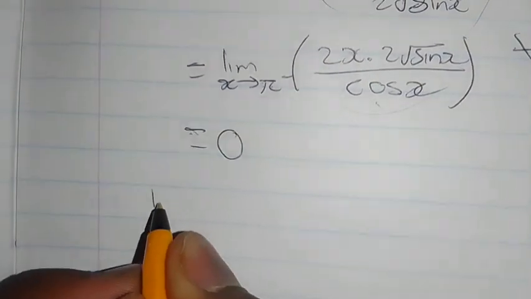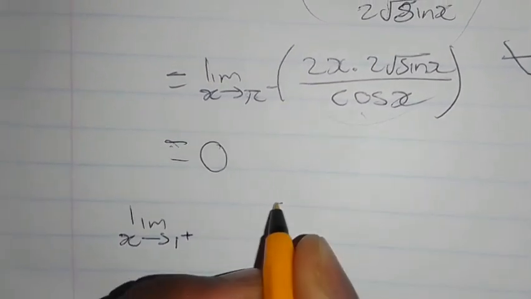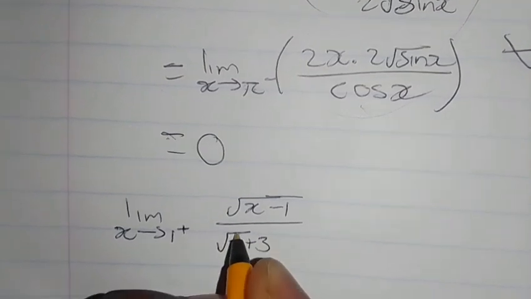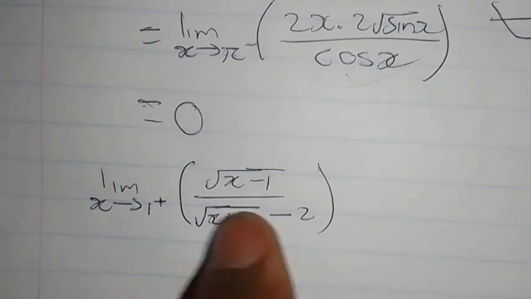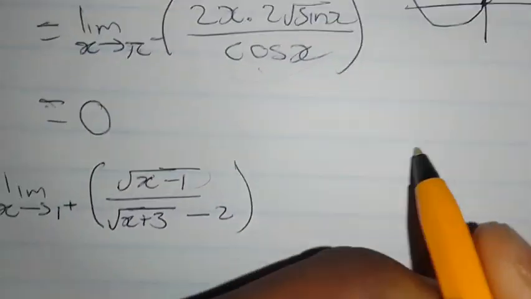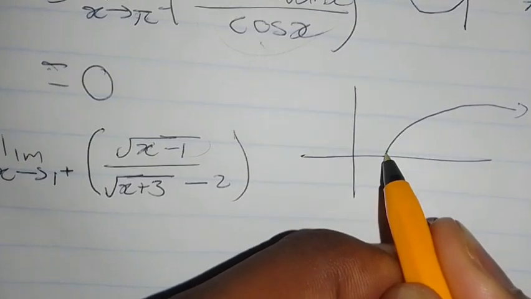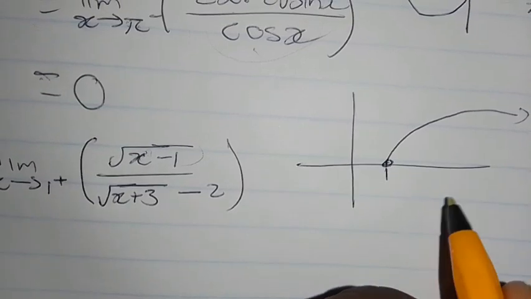So now let's say that we want to evaluate the limit when x approaches 1 from the right of the square root of x minus 1 divided by the square root of x plus 3 minus 2. From the right, because if you consider the function the square root of x minus 1, it's basically going to look something like this. Notice that the function has a domain from 1 up until infinity.